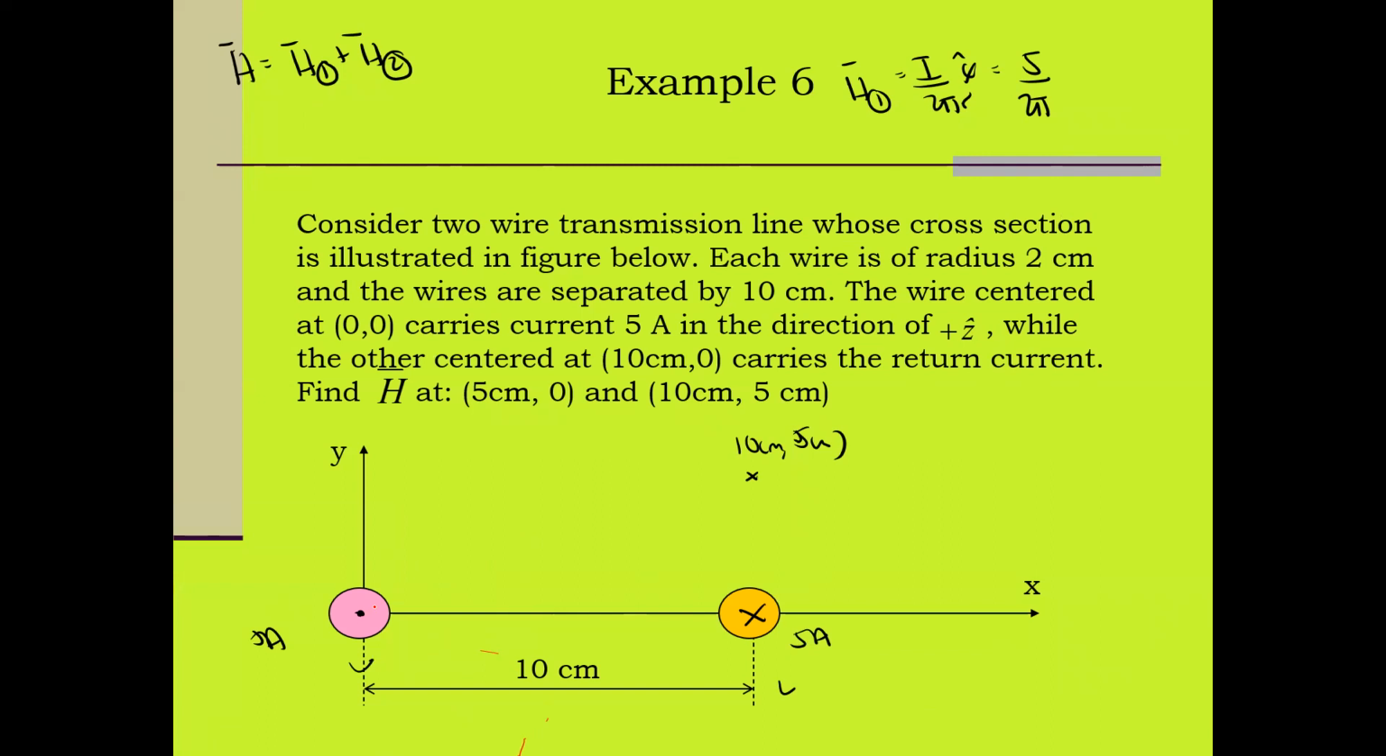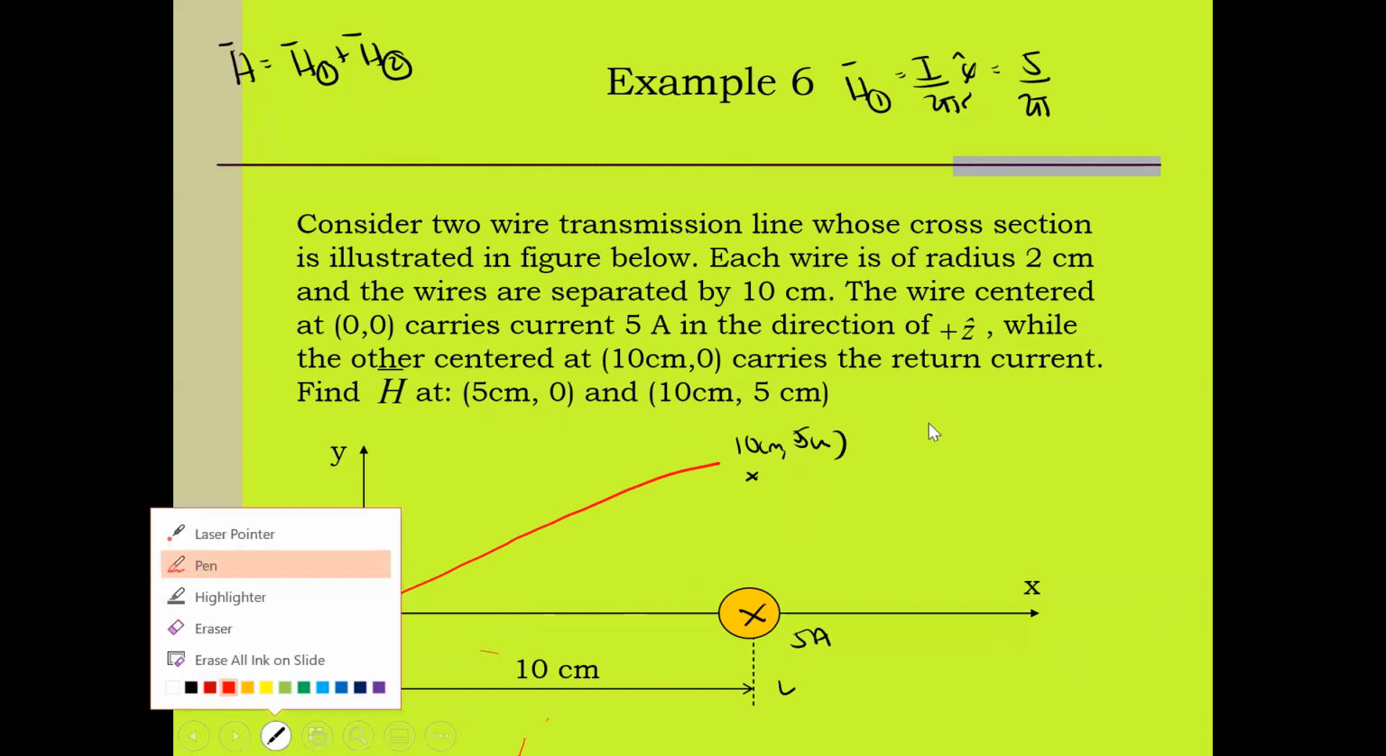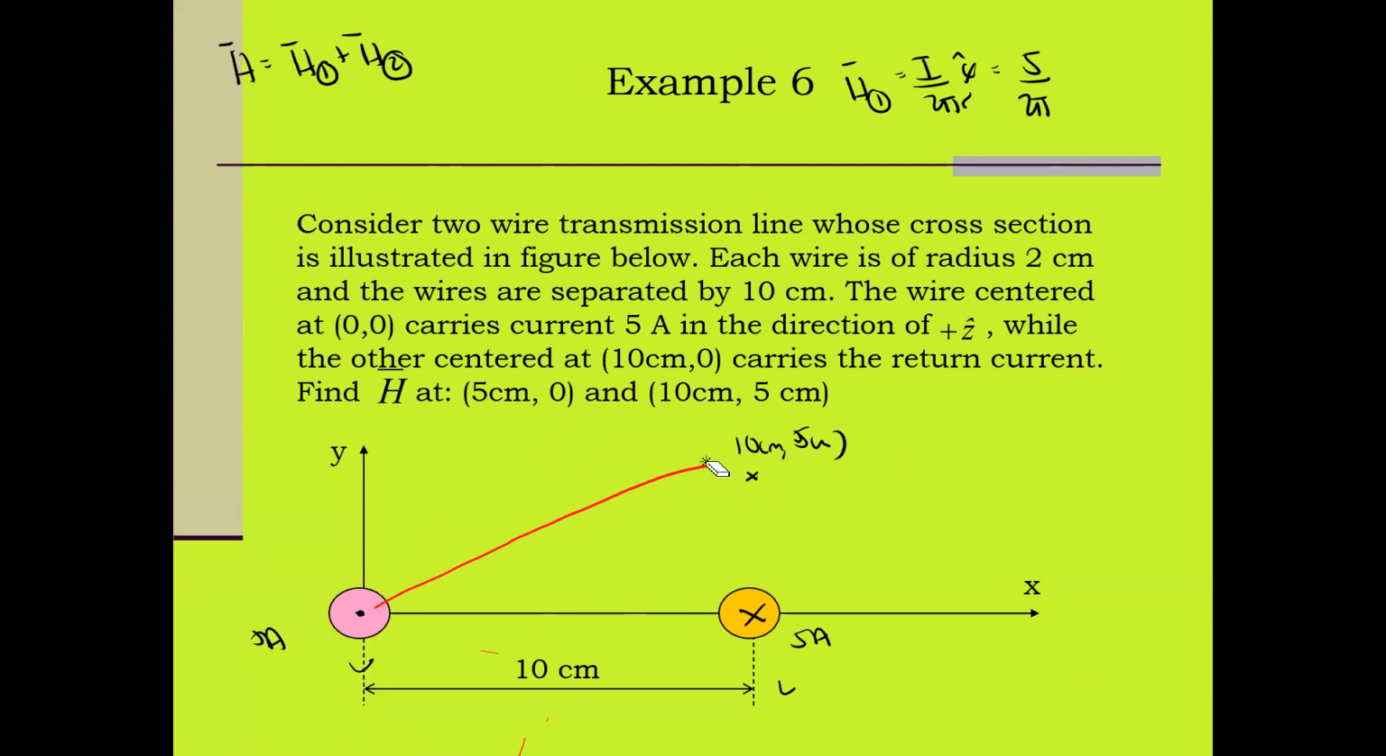So your R should be this perpendicular distance. That should be the case. That should be my R, my perpendicular distance. So basically from here, we can see that this is 10 centimeter, this is 5 centimeter.